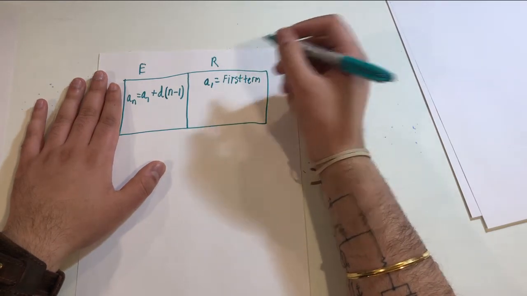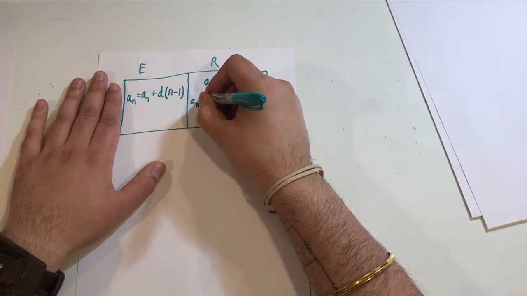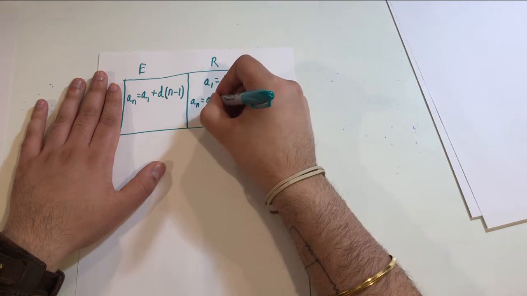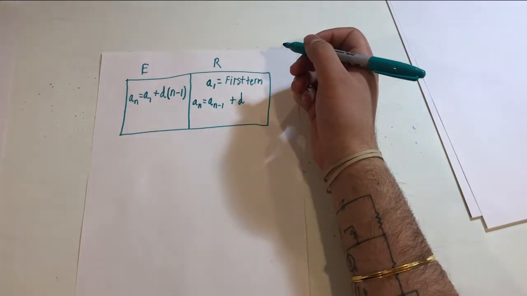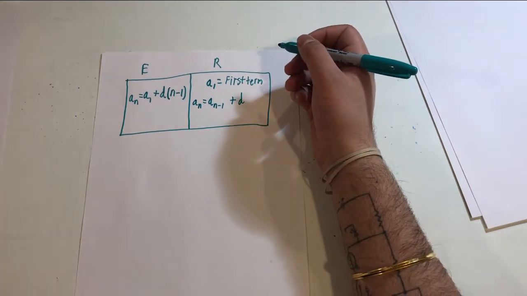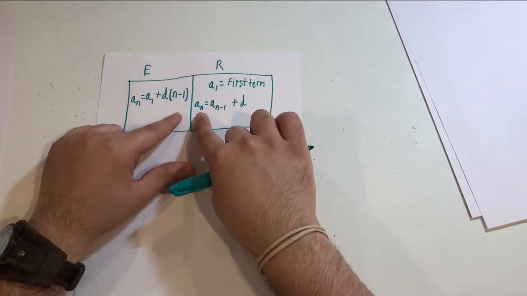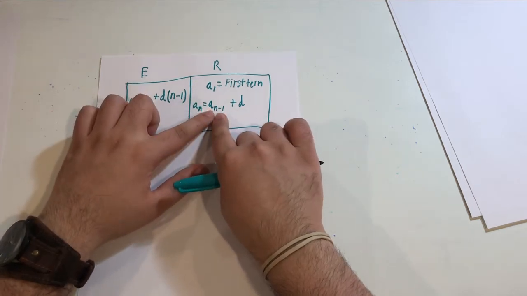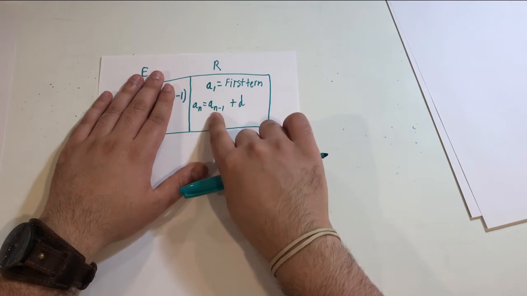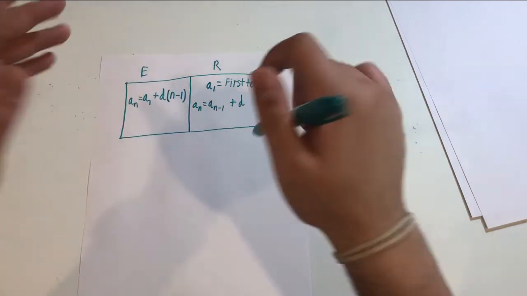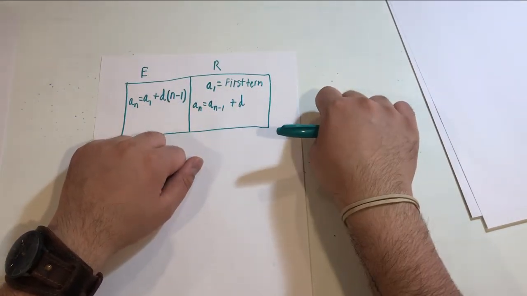Then they'll say, I have this particular formula. A sub n is equal to a sub n minus 1 plus the difference, the common difference. Now, what this means is that, okay, so I'm looking for the 5th term. All that means is I take the 4th term and I add the common difference to it, right? If n is 5, n minus 1 is 4, right? If I'm looking for the 20th term, I take the 19th term and add the common difference to it.